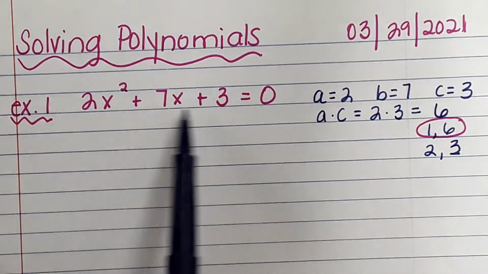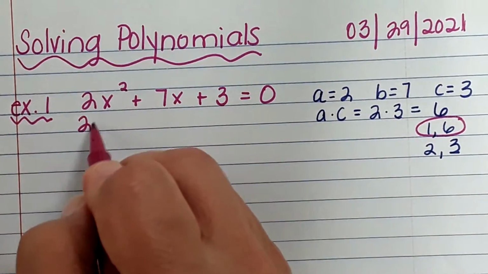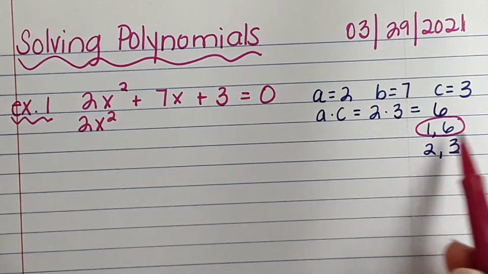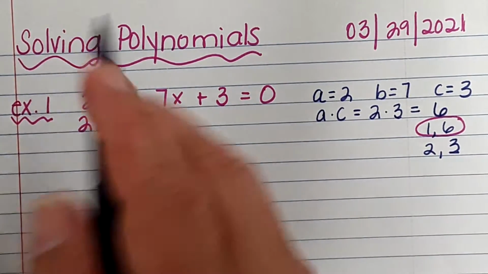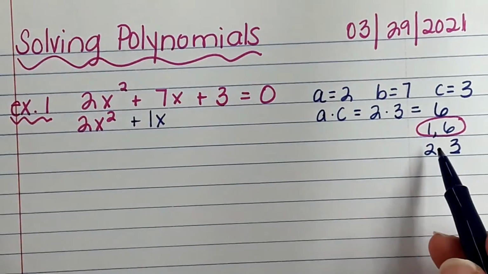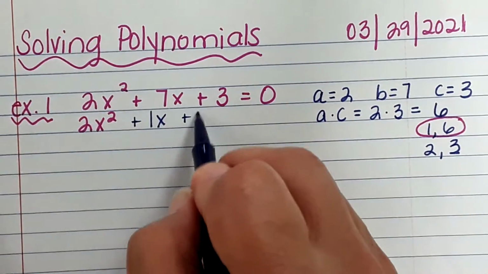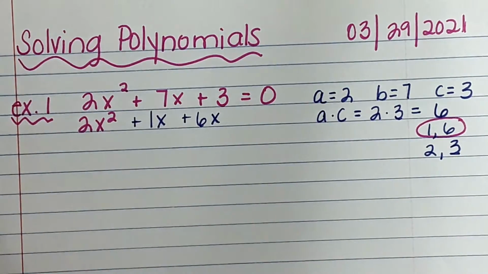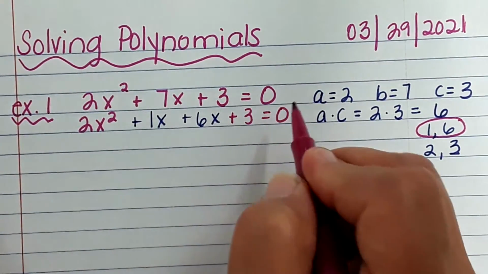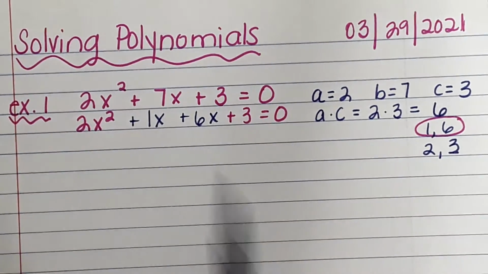Okay. So now I've got the two numbers. So I'm going to rewrite this. 2x squared stays the same. But I'm going to rewrite B with 1 and 6. So that becomes plus 1x. You don't have to put the 1 in front, but let's put the 1 in front. I think that will help. Plus 6x plus 3 equals 0. So notice I just replaced 7 with the 1 and the 6.